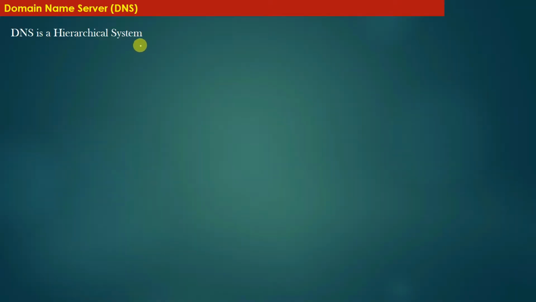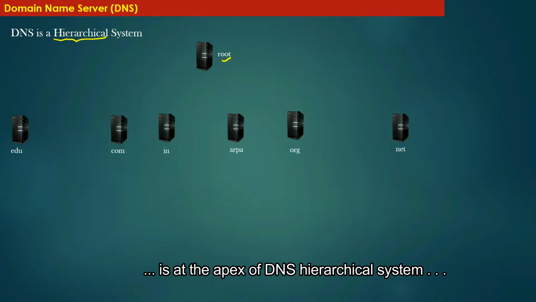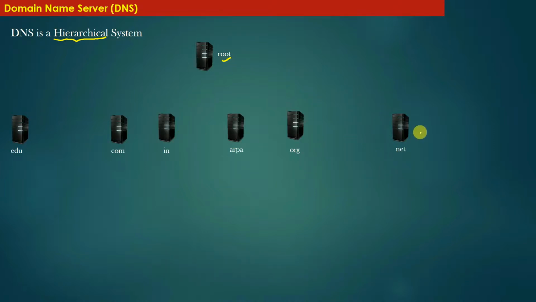So guys, next we are going to discuss the hierarchical nature of a DNS system. Now, DNS system by its design is highly hierarchical in nature, right? Now we know that there is one special DNS server called the root DNS server. This root DNS server is at the apex of the DNS hierarchical system. The other type of DNS servers are called top level domain DNS servers.